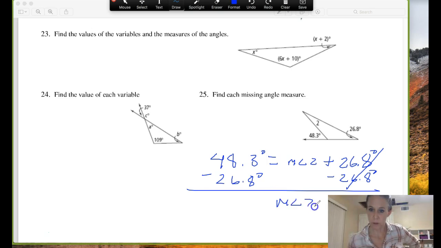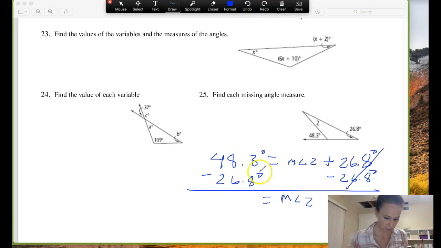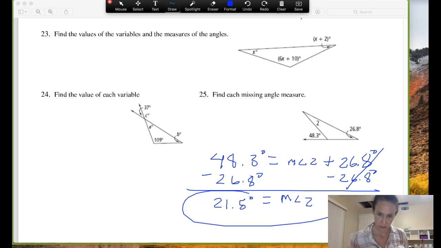Measure of angle 2 is equal to, if I do 48.3 minus 26.8, I should get 21.5 degrees. And that is the measure of angle 2. Just make sure you know that theorem. Exterior is equal to the sum of the two remote interiors. Otherwise, you have to go, this makes a straight line, find that, and then subtract these two from 180 to get that, but that's more work. So just do it that way.